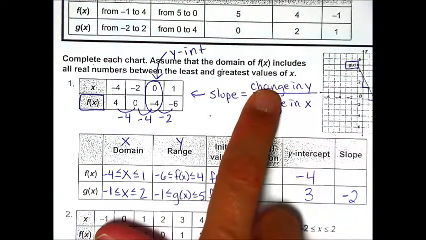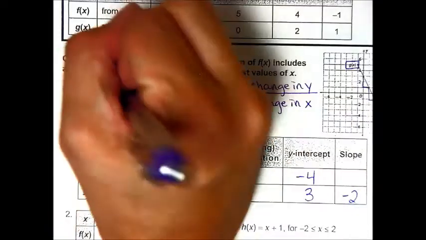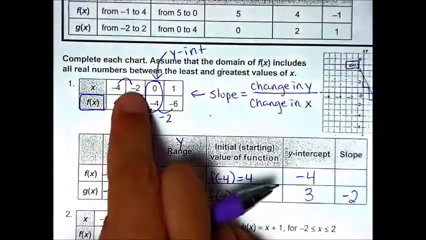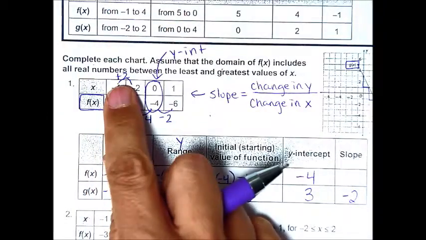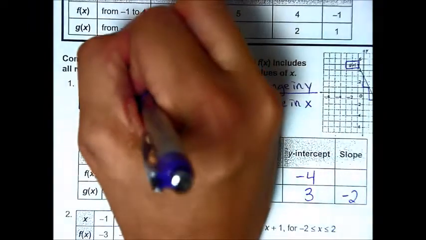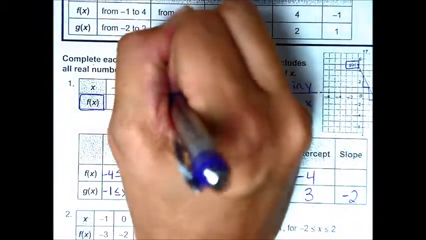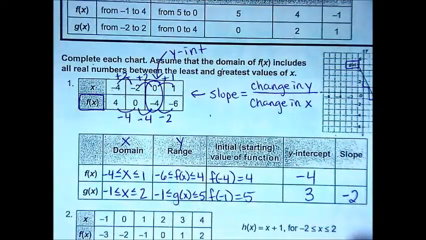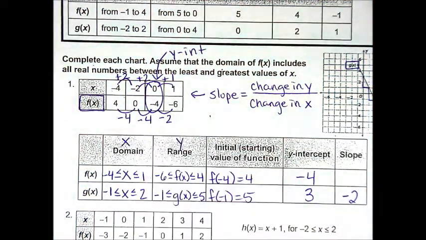Change in y. Now this one, do change in x. See how this goes from negative 4 up to negative 2? That's a plus 2. Negative 2 to 0. Plus 2. 0 to 1. Plus 1. And I know right now your brain's going, okay, but this doesn't make sense because these are the same and this is different and I don't get it.